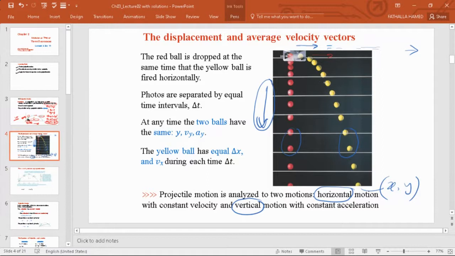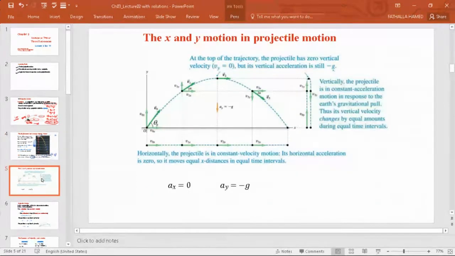And this is what you have in the yellow ball. It's moving horizontally and the gravity is bringing it down, and that's why it's moving vertically. So if we look at our projectile motion in two dimensions, as I told you, you're going to consider it two-dimensional motion. The x is horizontal, the y is vertical.